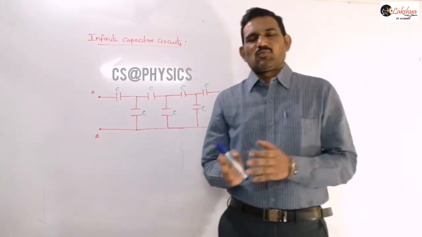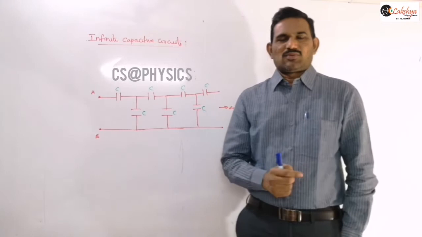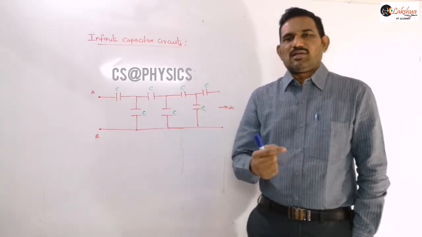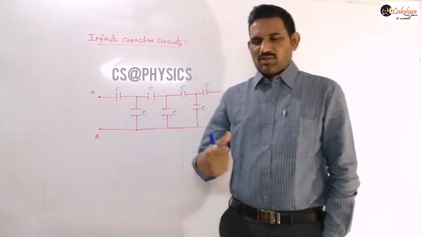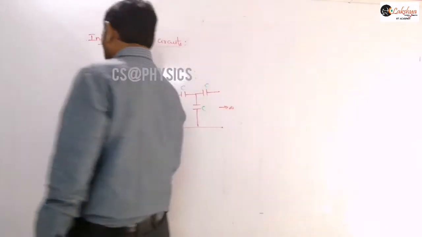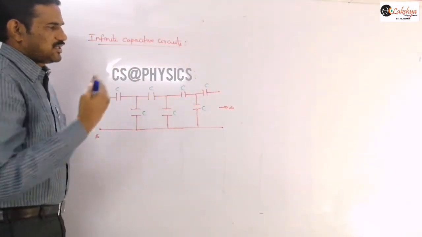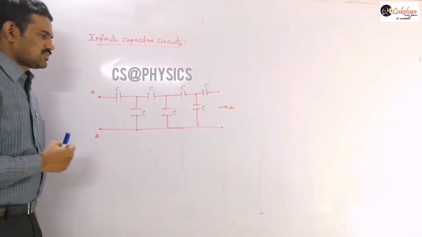Now one more model remains, and that is infinite circuits. Infinite resistive circuits we already solved in current electricity. Now we are solving infinite capacitor circuits. So let us see this infinite capacitor circuit. Here, identical capacitors are connected in an infinite circuit like this. Now we need to find the effective capacitance between A and B.